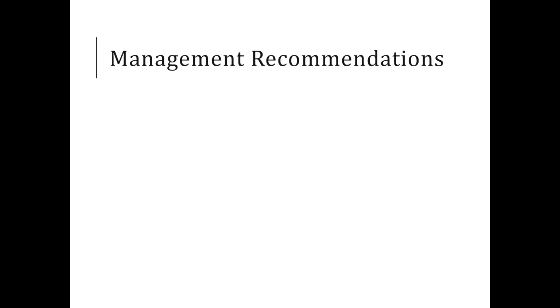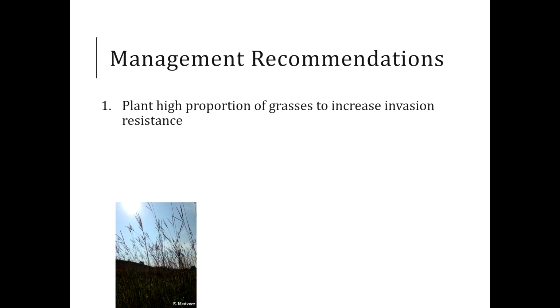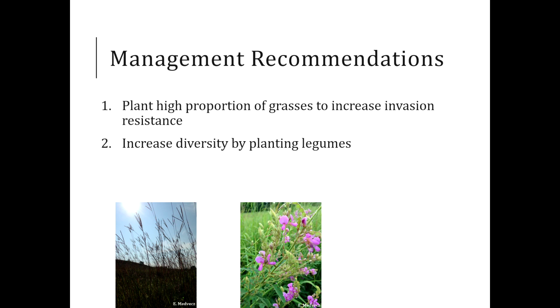So overall, this leads to a few management recommendations. The first one is that we might want to consider planting a high proportion of grasses to increase invasion resistance. Now, a lot of us, when we're managing for a grassland, we don't really want more grass because that comes really easily. What we want to do is increase that diversity. We want to add some more wildflowers and forbs. But if we want to do that, we might consider choosing to increase diversity by planting more legumes, okay? Again, if we're able to increase the amount of legumes that are filling those niches in the ecosystem, we might make it a little bit harder for that Sericea to come in and fill that role of a legume in our ecosystem.